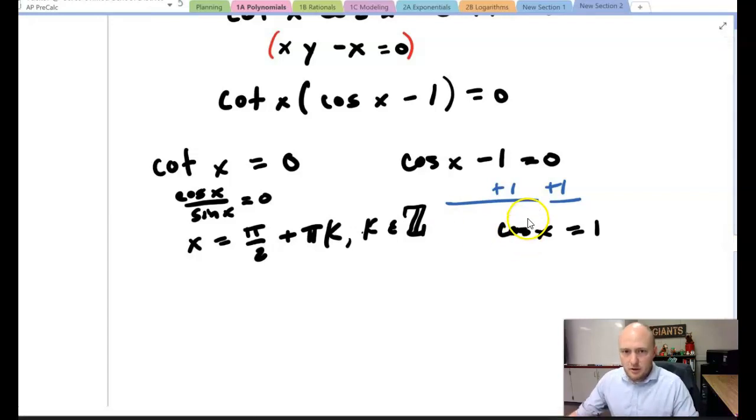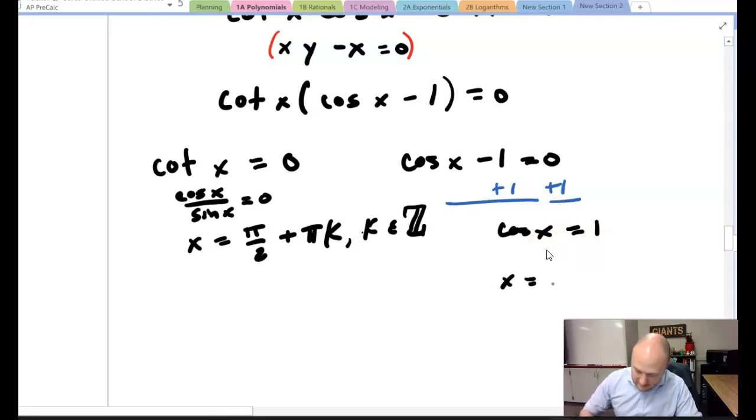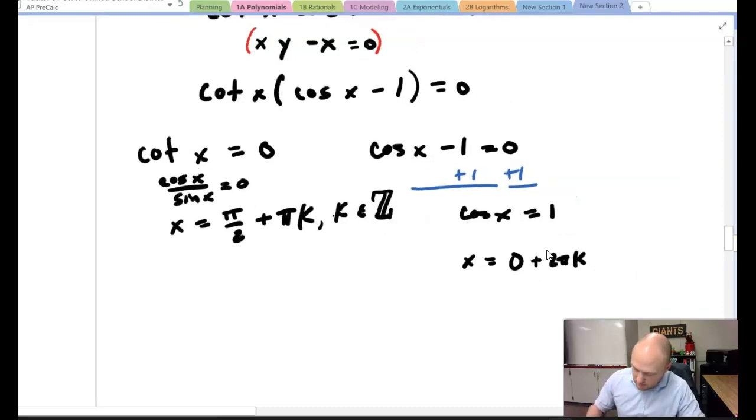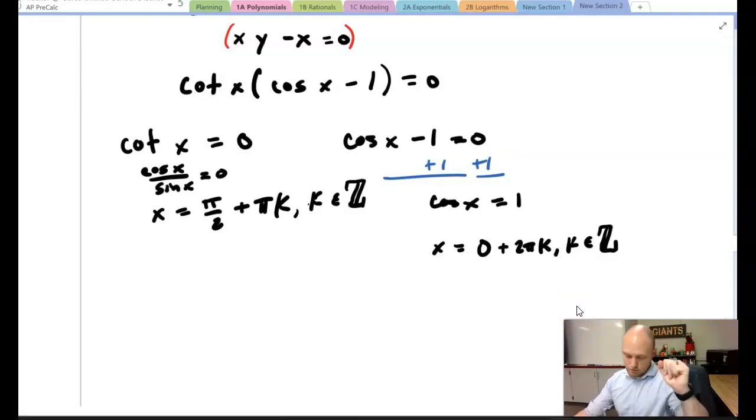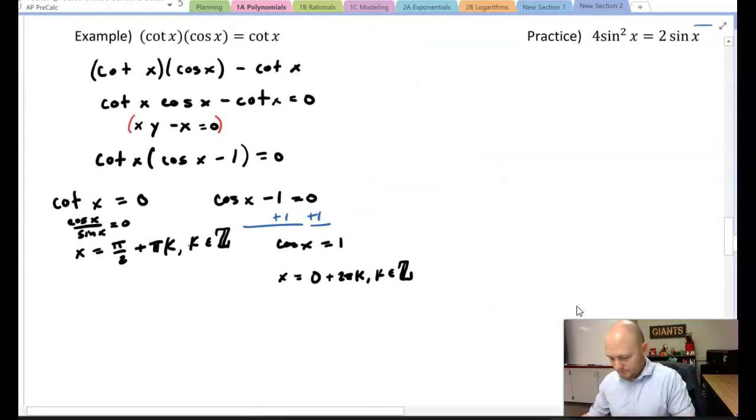Okay, so I'm going to solve this. This gives us x is equal to, cosine of x is equal to 1 at 0, plus 2 pi k, again where k is an integer. All right. Let me check my notes. Did I get it? Got it.